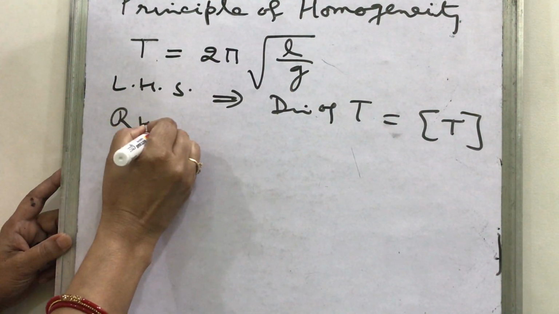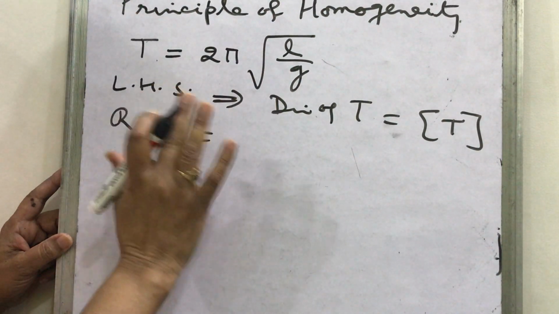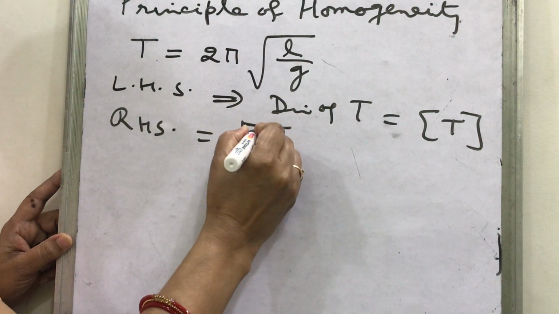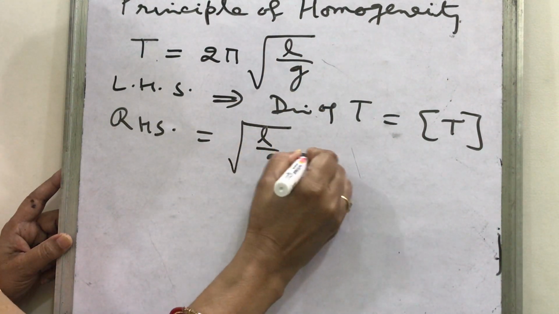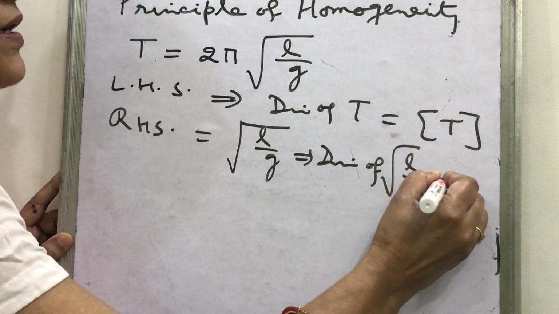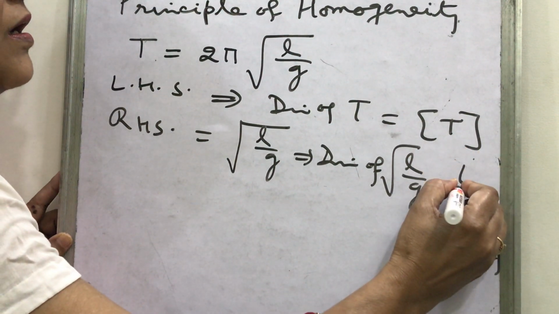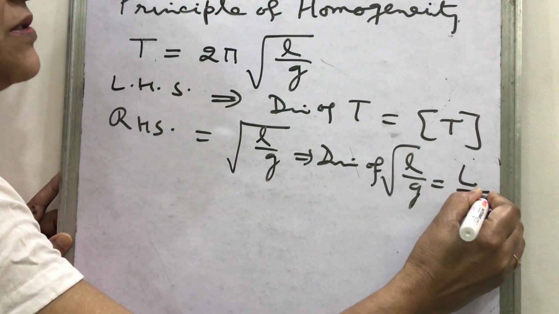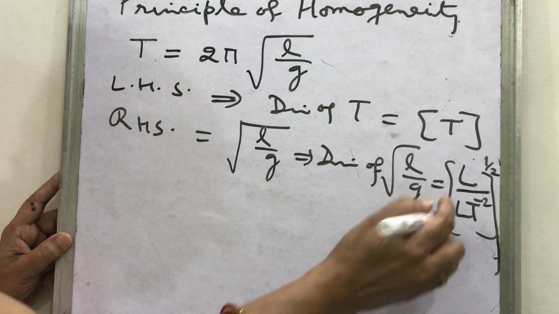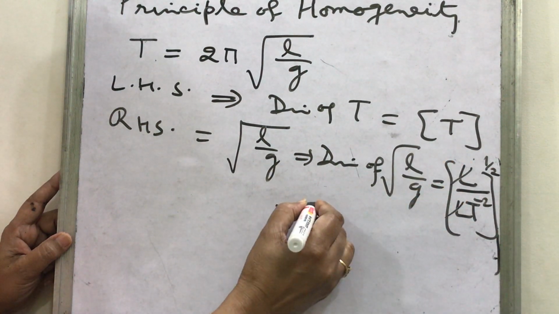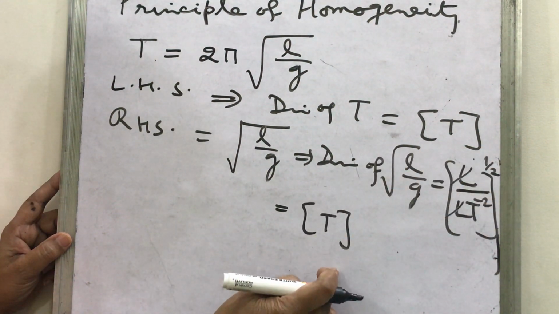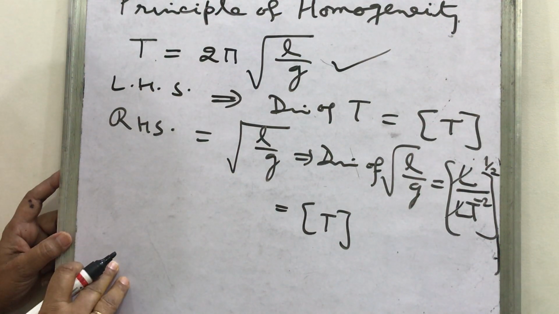In RHS, how will you write? 2 pi is a constant, dimensionless. So what will you write? This under root L by g will have its dimensions, so you will write the dimensions of under root L by g as L upon LT minus 2, acceleration due to gravity, to the power half. Square root can be written as power half. So this L and L cancel, and what are you getting? Again T. T to the power minus 2 becomes plus 2, and with the square root, T. So therefore this equation is correct.